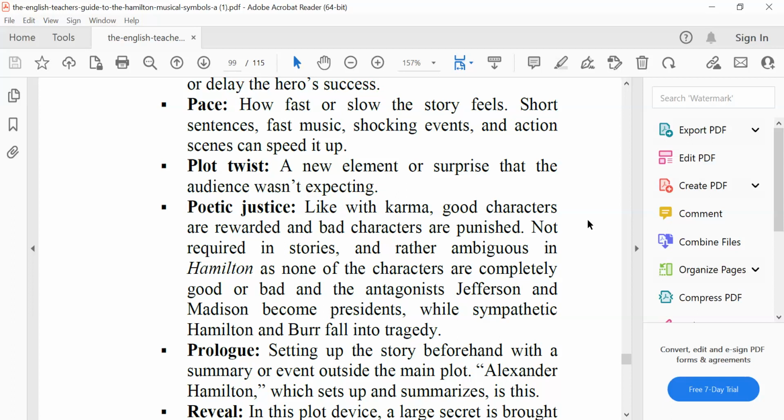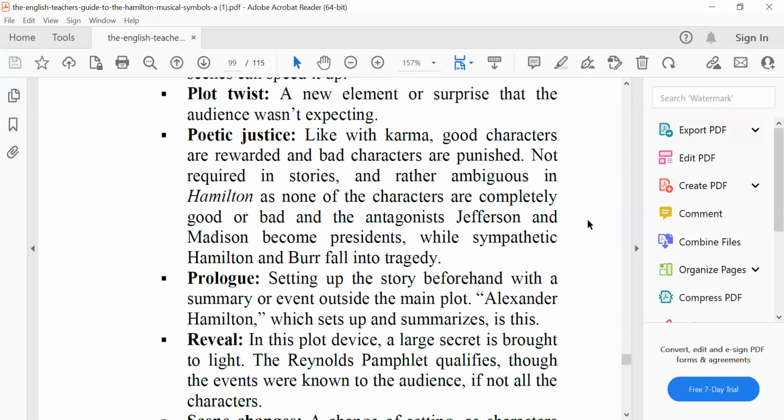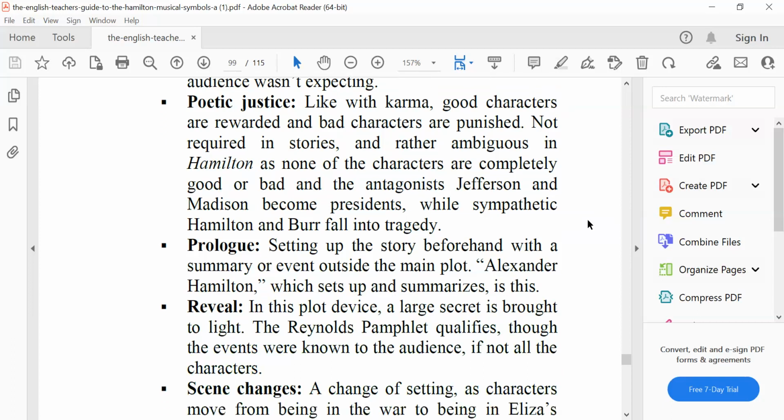Poetic justice. Well, kind of like fairy tale justice, where the good characters are rewarded and the bad characters are punished. Hamilton, that isn't really what happens, is it? Hamilton's fatal flaw brings him down, but if Jefferson and Madison are the bad guys, they become presidents. And of course, the whole issue of slavery is still lingering.